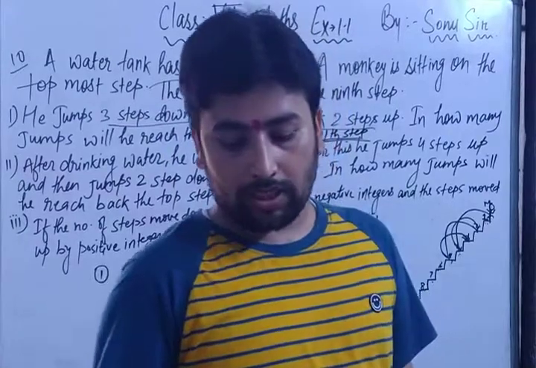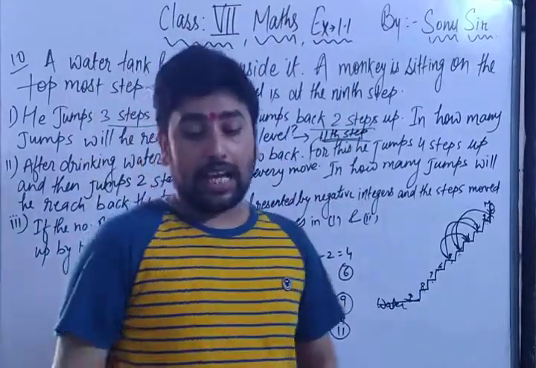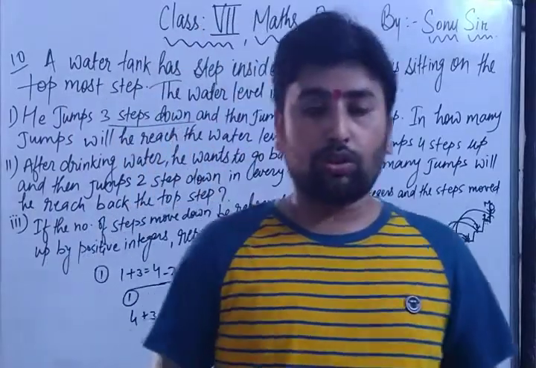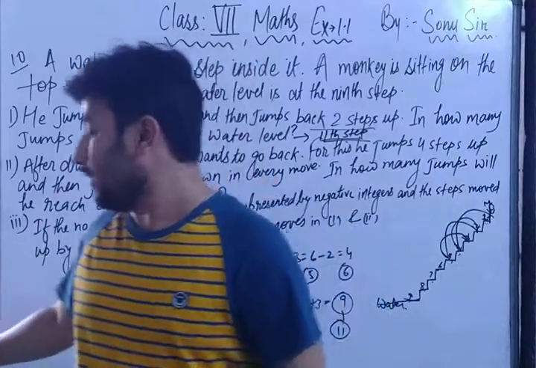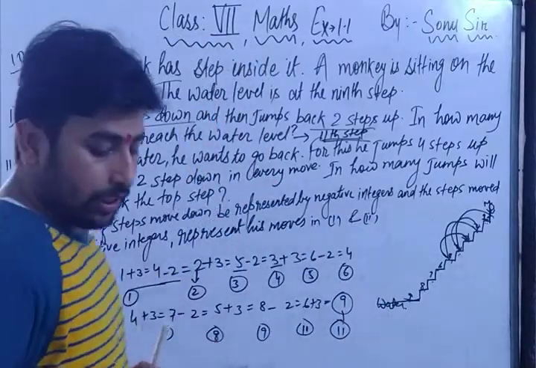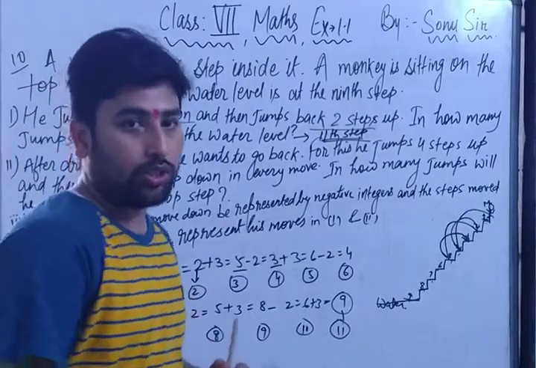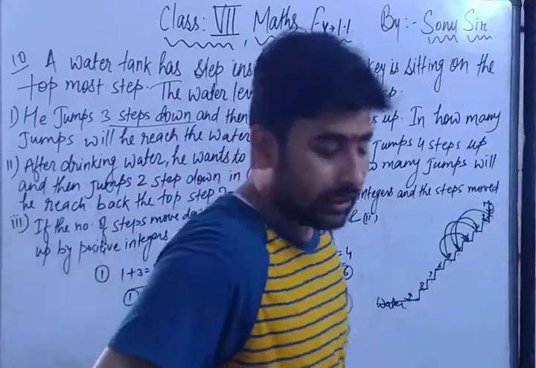So what will you do? 4 steps up means he is on the 9th step, right? And he wants to move down. So what will happen? 4 steps up means you have to write it in the negative, right? So first of all, just see here. This was your first question. You can just write it or you can take a screenshot also. After taking the screenshot, now let's come to the second question.